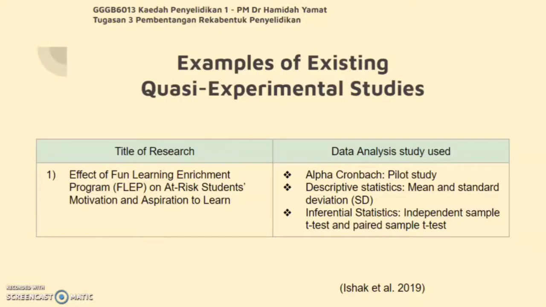For this research, in this quasi-experimental study, a pilot study was carried out, so the Cronbach's alpha test was carried out. For the descriptive statistics, the mean and standard deviation were used. And then for the inferential statistics, the independent sample t-test and paired sample t-test were used in this study. This study was by Ishaq et al., 2019.